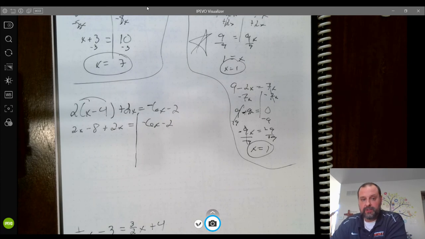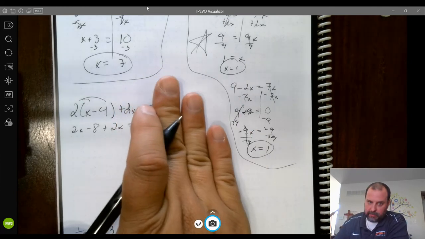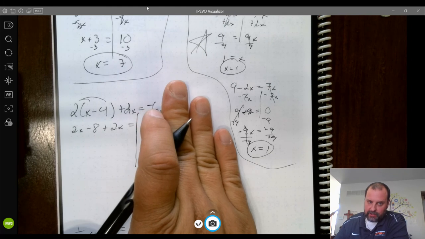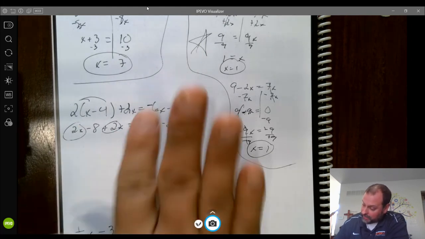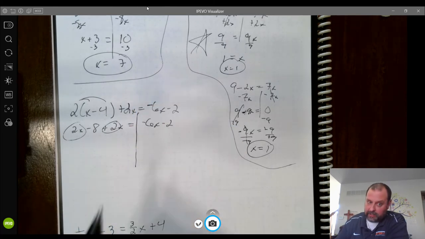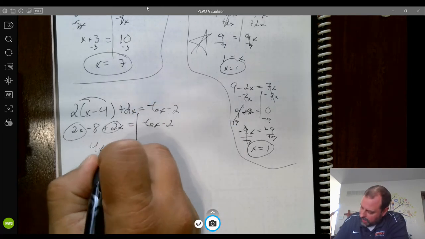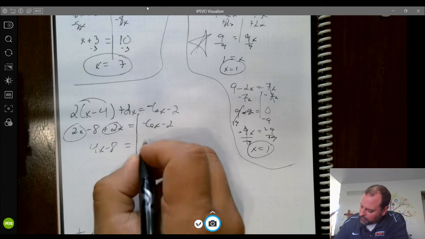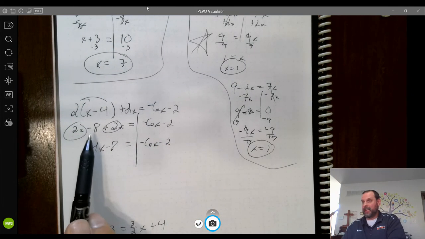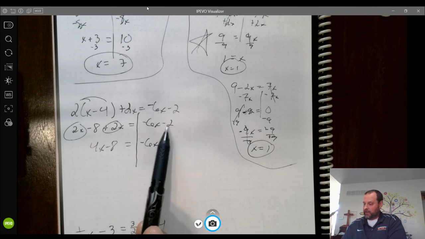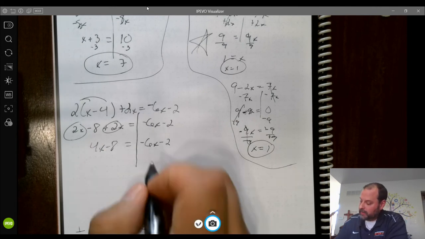This one is going to use most of our steps. Combine like terms. Remember, you do that only on each side. So 2x plus 2x, like terms here. Not the negative 6x, because that's on the other side of the equation. So I get 4x minus 8 equals negative 6x minus 2. Those are the only like terms. 8 here, no other constants. Over here, no like terms at all.